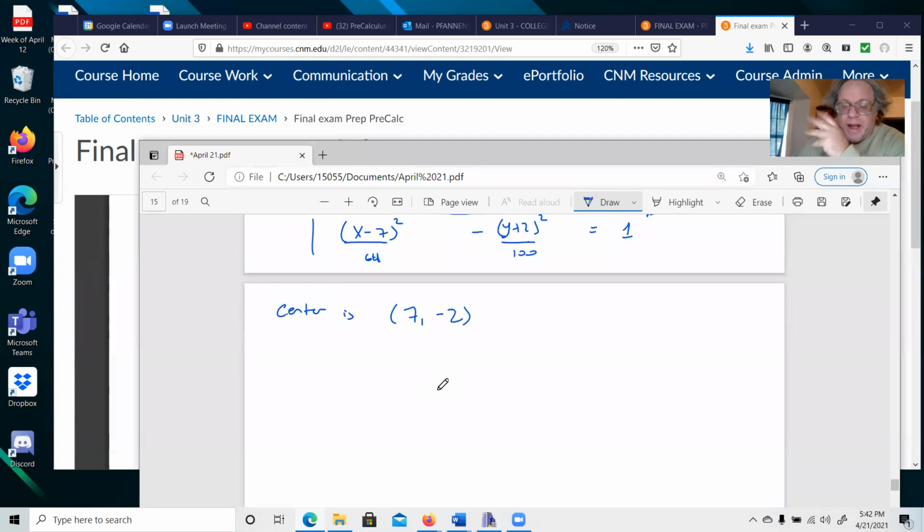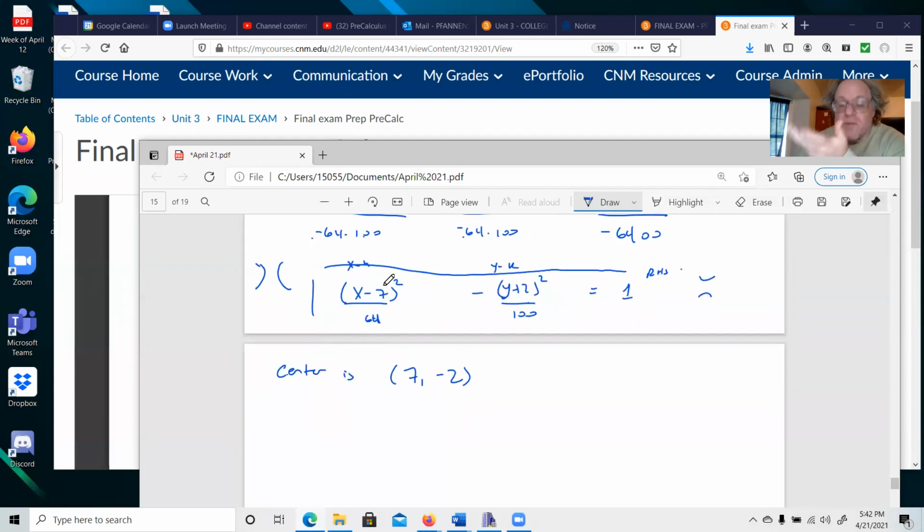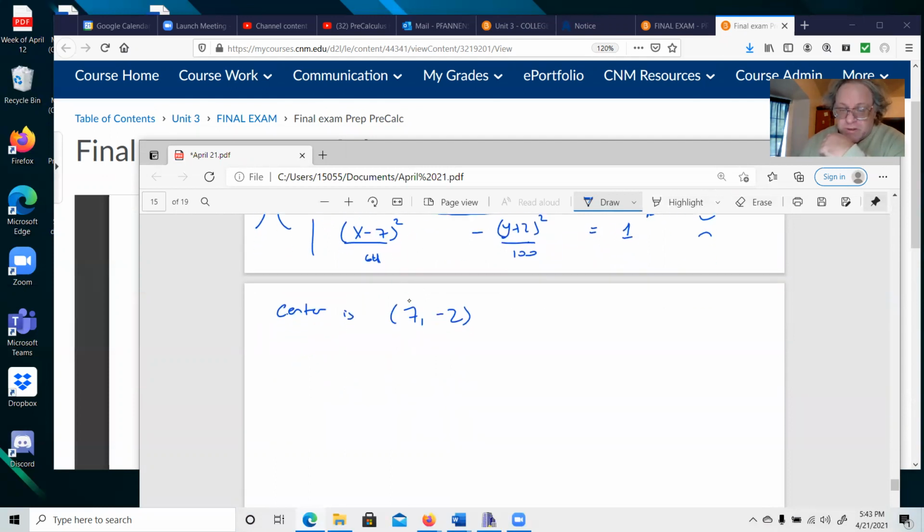Vertices. Now, with vertices you have to choose which one is going to be the real vertex and which one is not. Since the x part is positive, this hyperbola is going to open side to side like this. If the y one were positive, it would open up and down. But we have x positive, so it opens side to side. Our vertices are on the x line here. So what we're going to do is set y equal to negative 2. So we're going to have (x minus 7) squared over 64 is equal to 1.